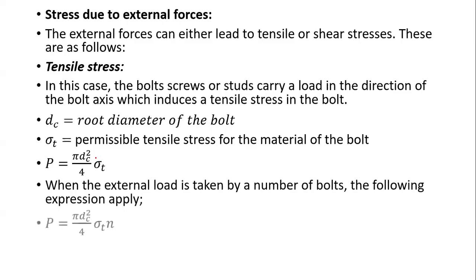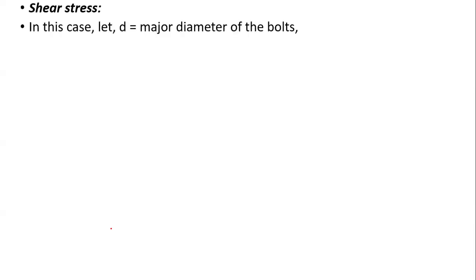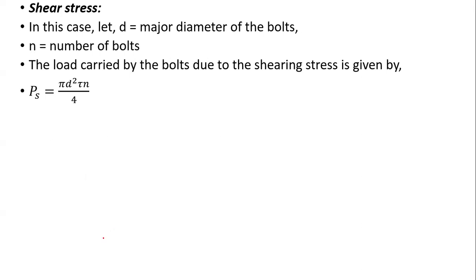When you make force the subject, you multiply the area expression by the tensile stress. In case you have a lot of bolts, you just introduce the letter N to represent the number of bolts. In the case of shear stress, again, D is our major diameter and N is the number of bolts. It's the same thing: pi d squared over 4 multiplied by the shear stress, and we include N for the number of bolts, where Ps is the shearing force.